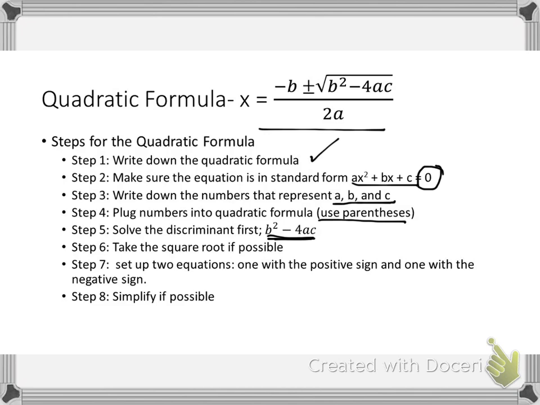Set up two equations. If you notice, this says plus minus, so you're going to have one equation that has a positive sign and one with a negative sign, and then simplify. Some of them you will be able to do this.